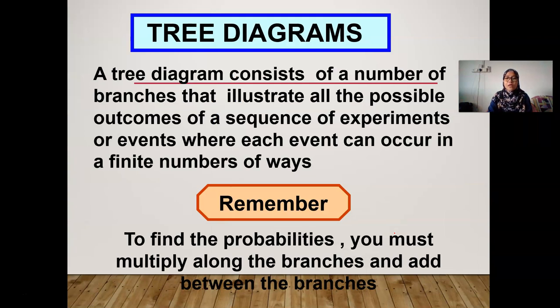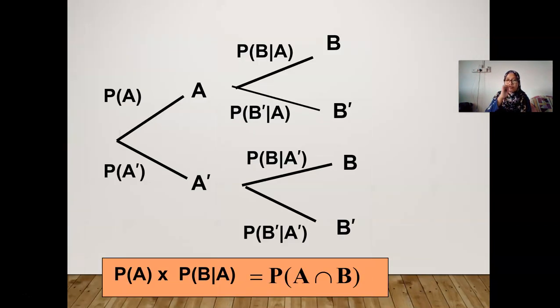Okay, conditional probability can also be illustrated by using a tree diagram. A tree diagram consists of a number of branches that illustrate all the possible outcomes of a sequence of experiments or events, where each event can occur in a finite number of ways. Remember, to find the probability, you must multiply along the branches. You have to multiply along and add between the branches. After you multiply, at the end, when you add up the probabilities, you will get 1.